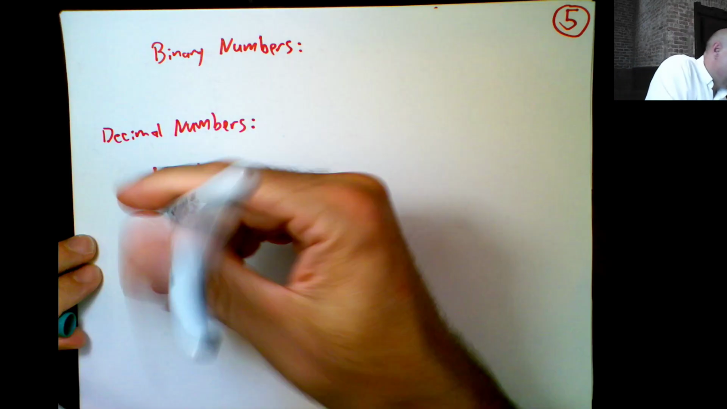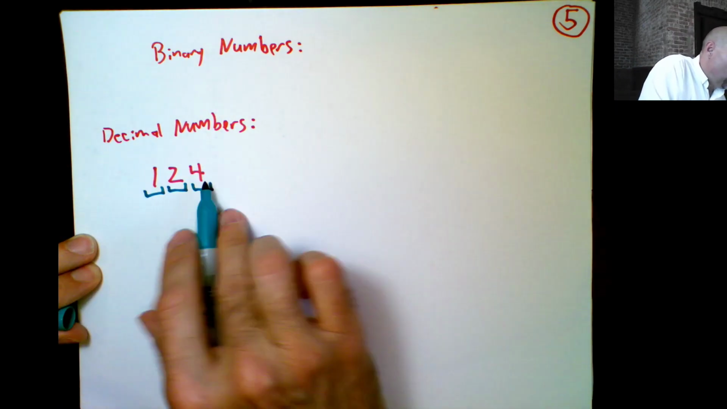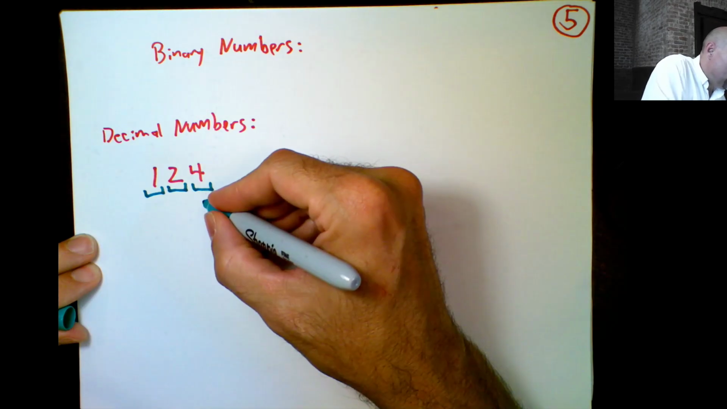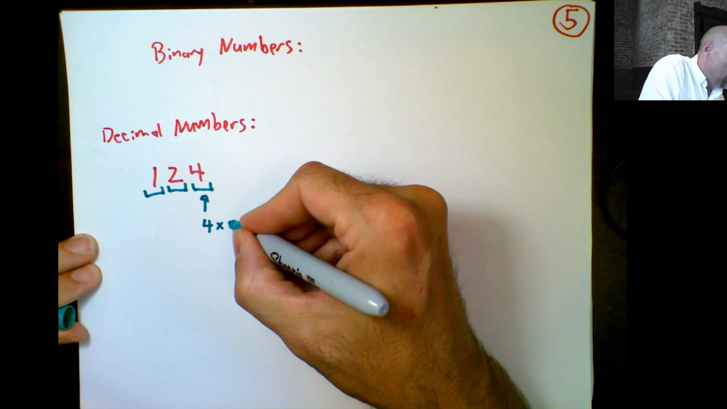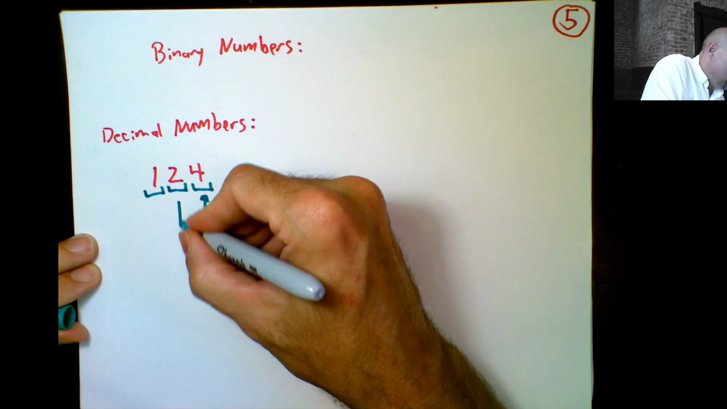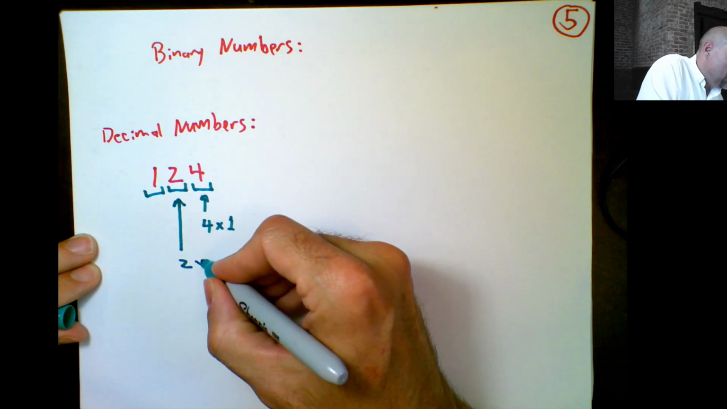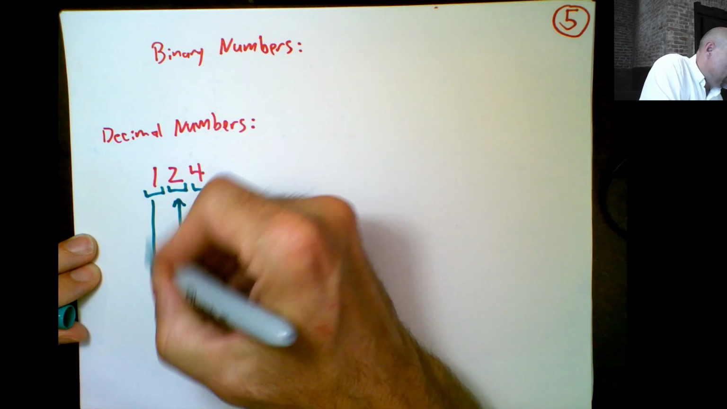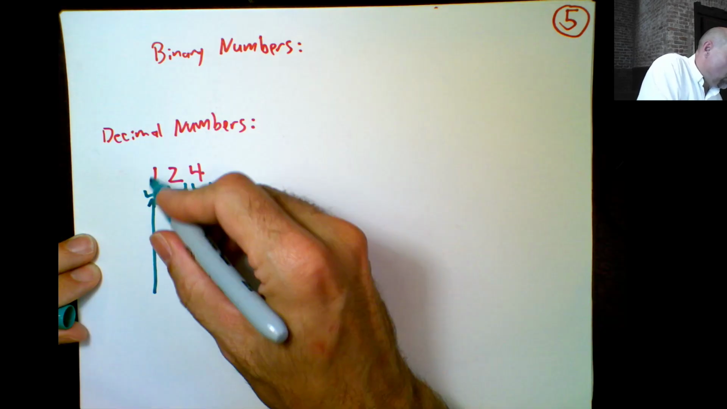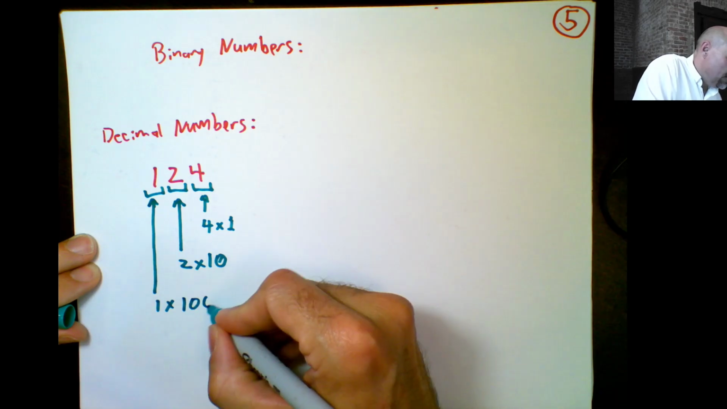So if we think about that, there's a place value, there's a place value, there's a place value. The one all the way at the end, that's the ones place. So this means 4 times 1. And then this one is the tens place, so that means 2 times 10. And this is the hundreds place, so in this case there's a 1 there. So this is 1 times 100.